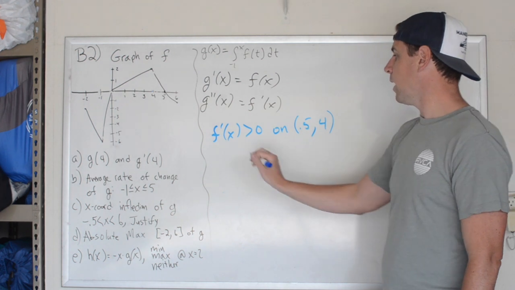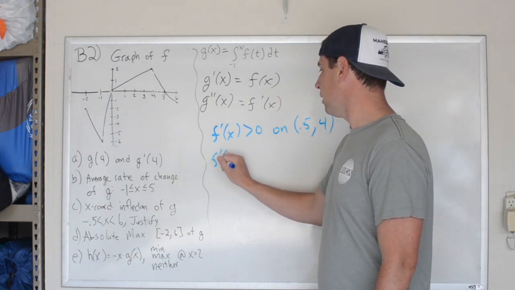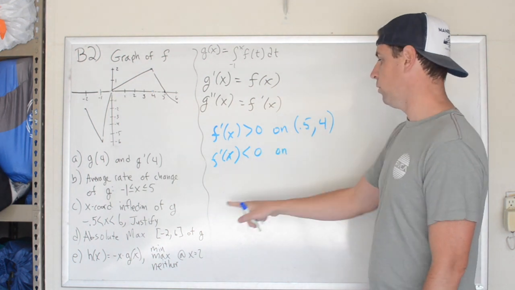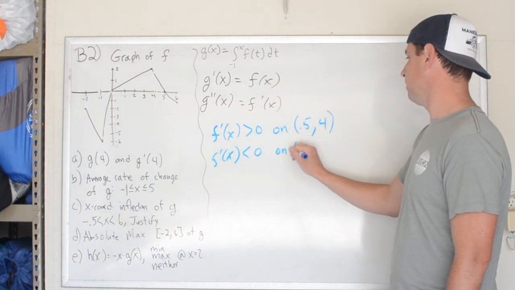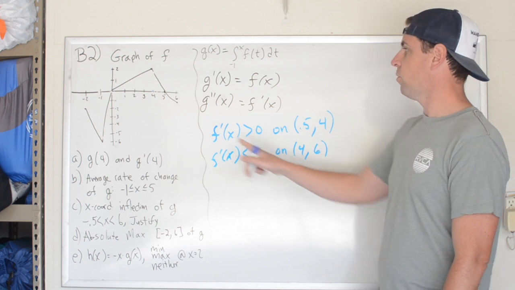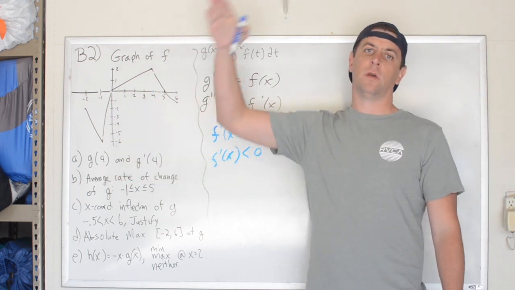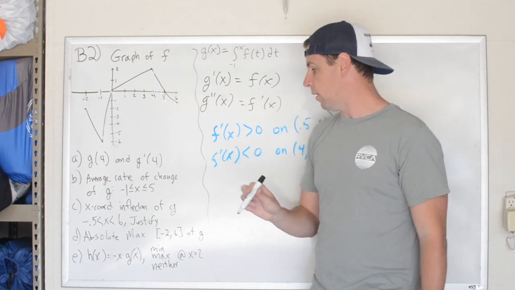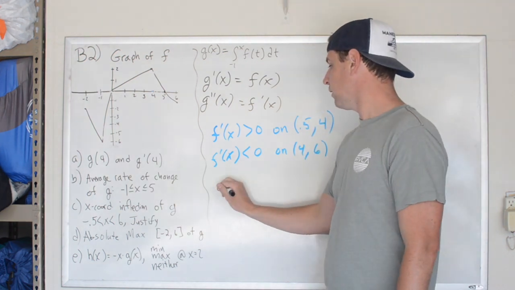Okay? And then I also know that f prime of x is less than 0 on the interval from 4 to 6. So I can see that my function goes from increasing to decreasing, which is exactly what we need. So g double prime, or g of x, has an inflection point.